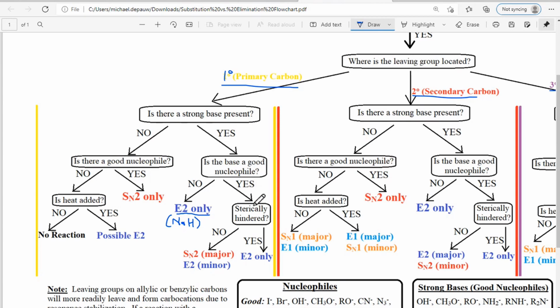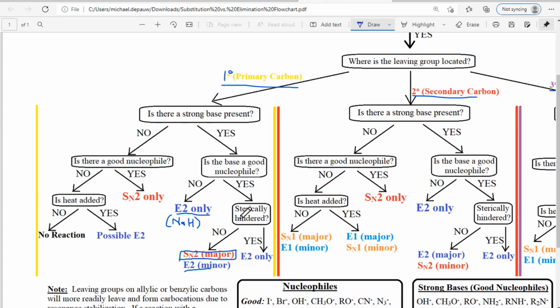If it is a good nucleophile but it's sterically hindered, then it will give you E2 only. But if it's not sterically hindered, you'll get the majority SN2 with a little bit of E2.